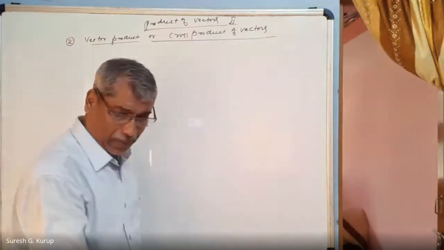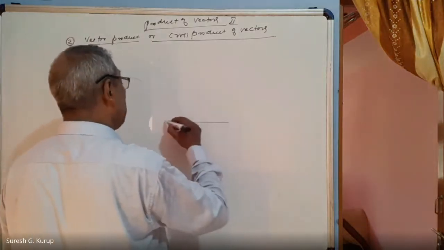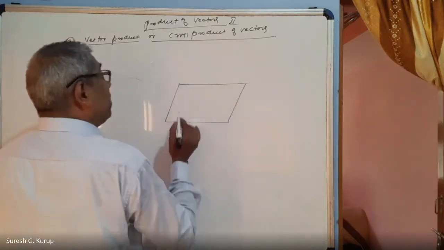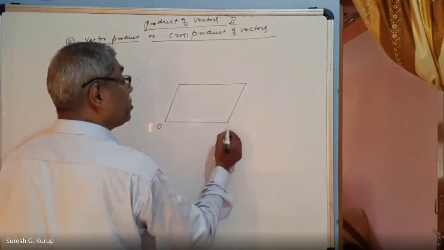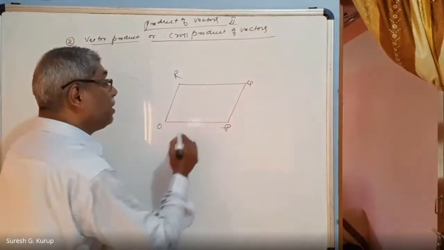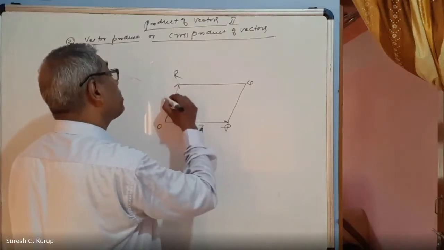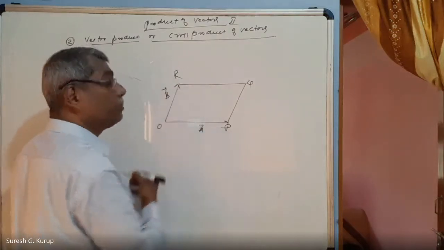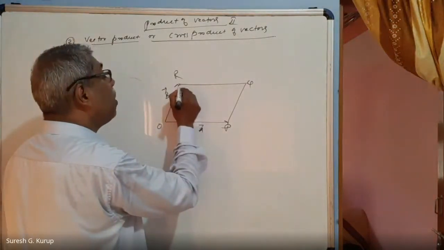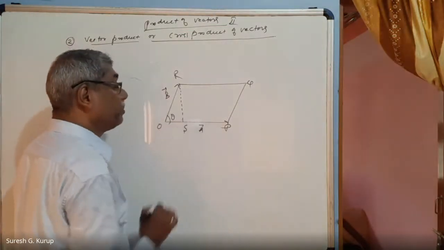Let us consider two vectors which are adjusted by the two adjacent sides of a parallelogram. Suppose this is a parallelogram, right? This is O, this is P, this is Q, and this is R. Let OP represent a vector A and OR represent a vector B. Then this is the altitude, suppose this is RS. This angle is equal to theta.